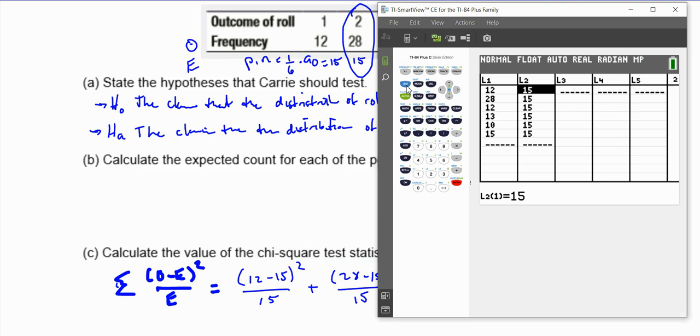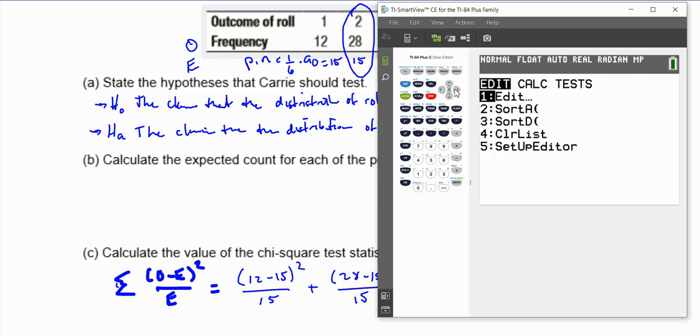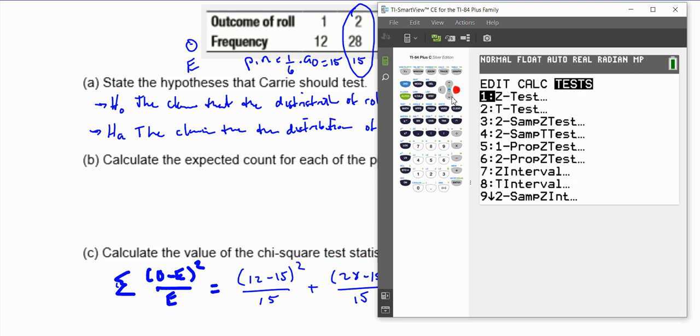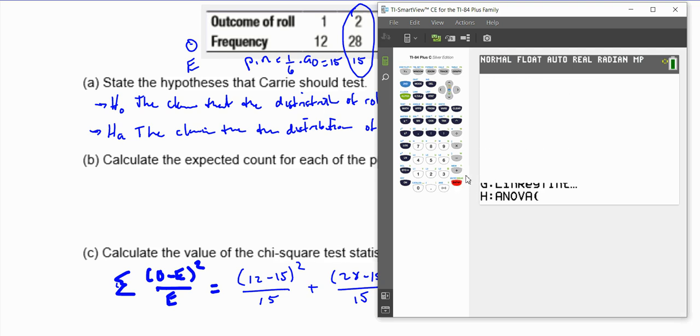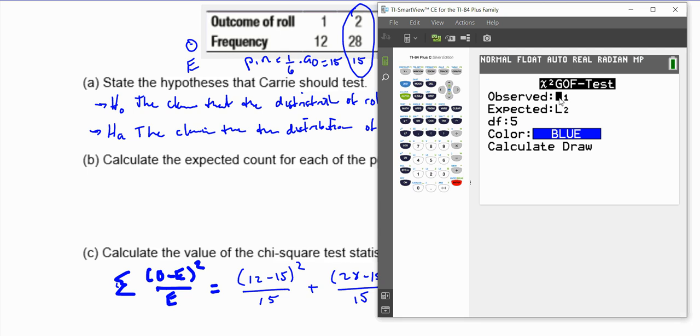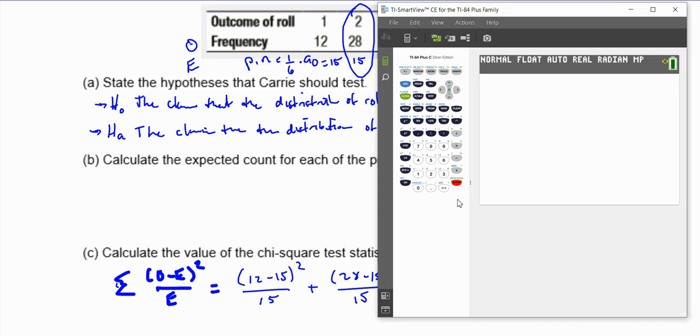All right, but then from here, you want to go to stat, and you want to go to test. And if you go down here, at least on this calculator, if you go to chi-square GOF, goodness of fit test, we're going to press enter there. And it's going to ask you, okay, observed is going to be our list 1, expected list 2. We have 6 categories. So we're going to have 6 minus 1 as our degrees of freedom. So we have that. And then we're going to go down here and we're going to calculate that.